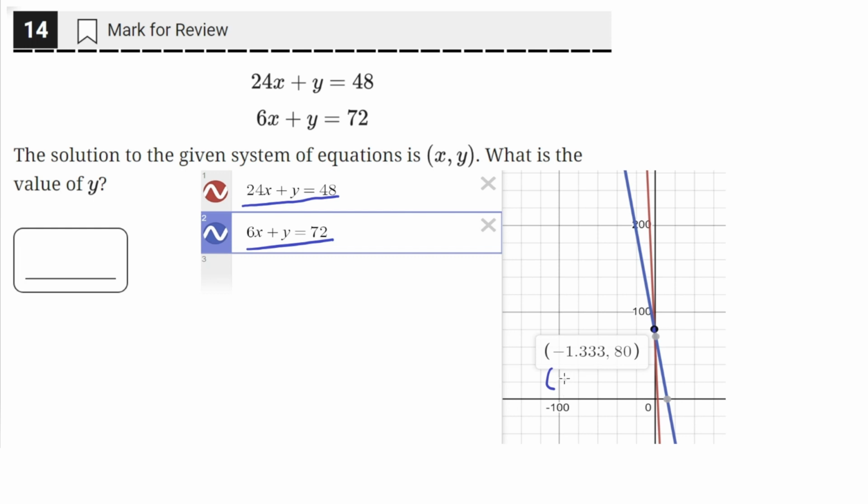So we have negative 1.333 repeating. That's the x value. And then the y value is the second coordinate, the 80. So the question asks us for the y value, so that's going to be the second coordinate. And in this case, 80 is the second coordinate. So the y value that is the solution for the system of equations is 80.